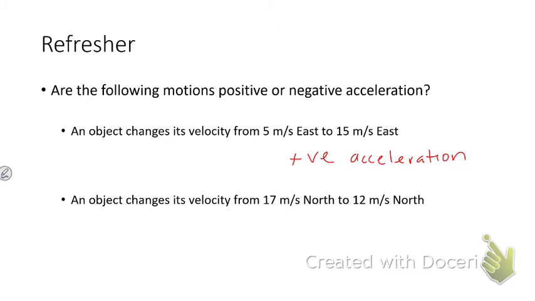And the second example here, we're going 17 meters per second, and then we slow down to 12 meters per second. So is this positive acceleration or negative? Negative acceleration, good.